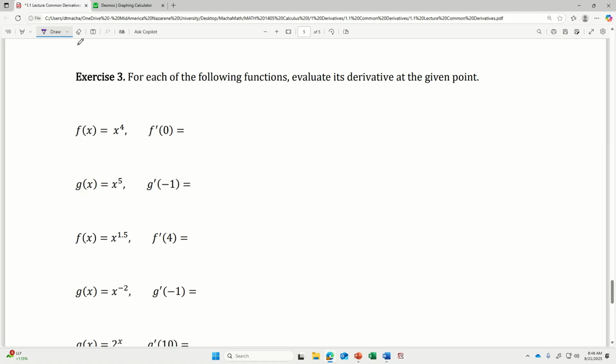Because sometimes we want an exact value of the derivative. In this case, if I say my function is x to the 4th power, and I want to evaluate what the derivative is at x equals 0, the first step is going to be finding out what the derivative is in general. In other words, what is f prime of x?